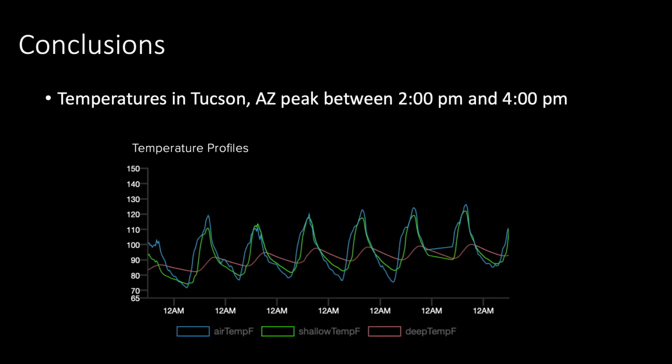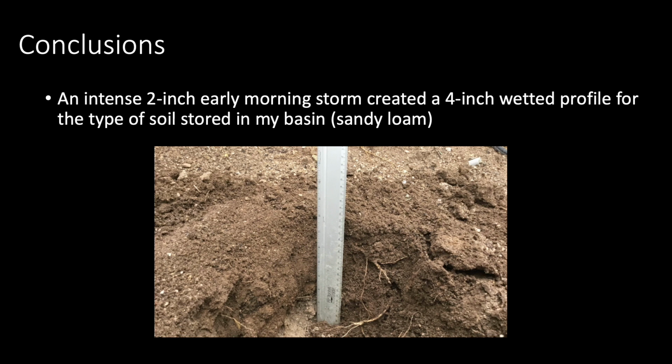So what are some of the things I can derive from the temperature data collected by my setup? First, it's interesting to note that temperature in Tucson, Arizona peaks daily between 2 and 4 p.m. when things are ramping up for the monsoon. In addition, for the sandy loam soil type in my basin, an intense 2-inch morning storm yielded about a 4-inch wetted profile in soil that was originally bone dry.